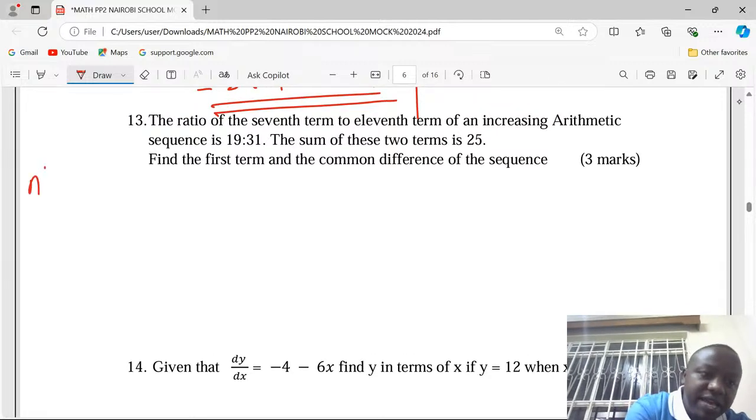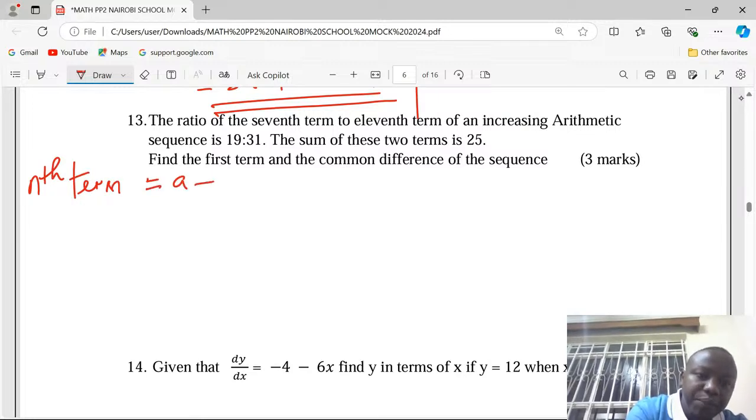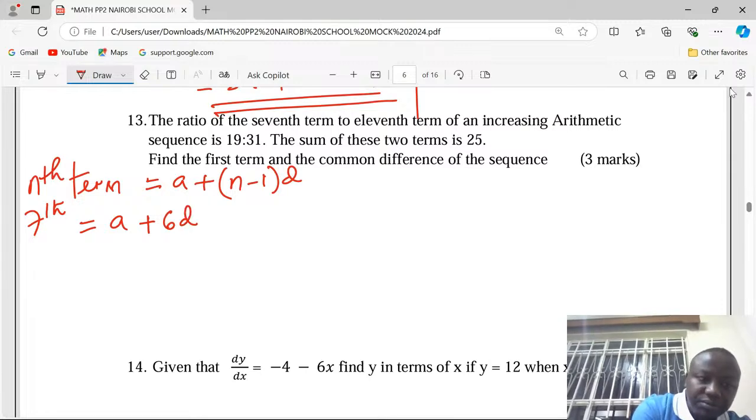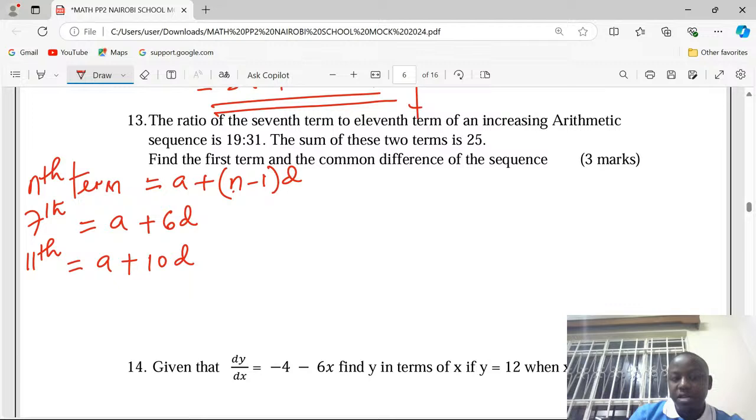Remember that any term of an AP is usually given by A plus N minus 1 multiplied by D. So when we are talking about the 7th term, it will be A plus 7 minus 1, 6, multiplied by D. Again, there is the 11th term, according to the instructions. The 11th term shall be A plus 11 minus 1, which is 10, multiplied by D.